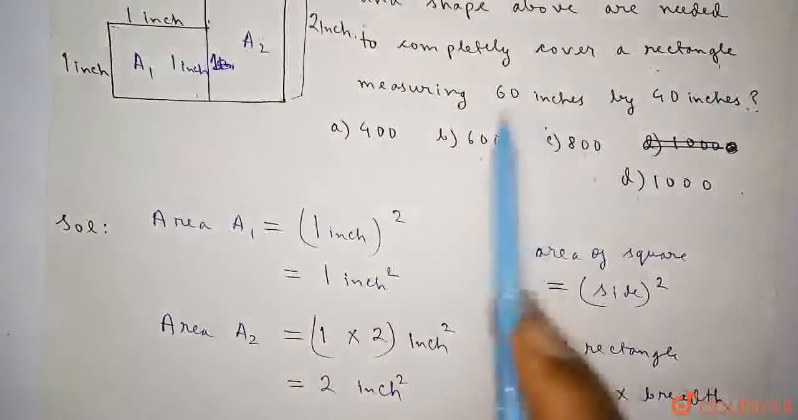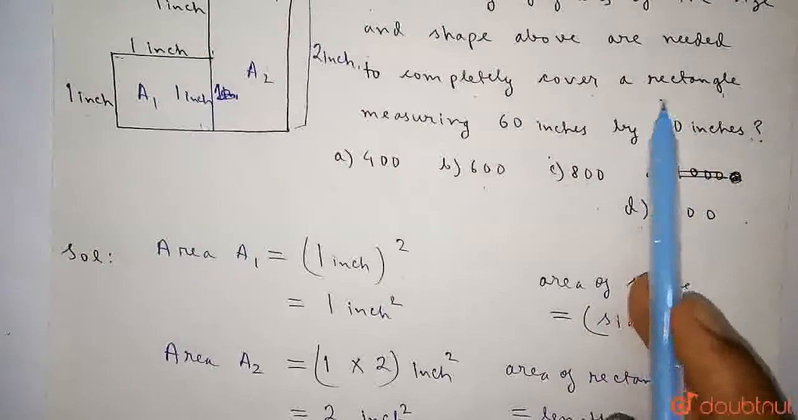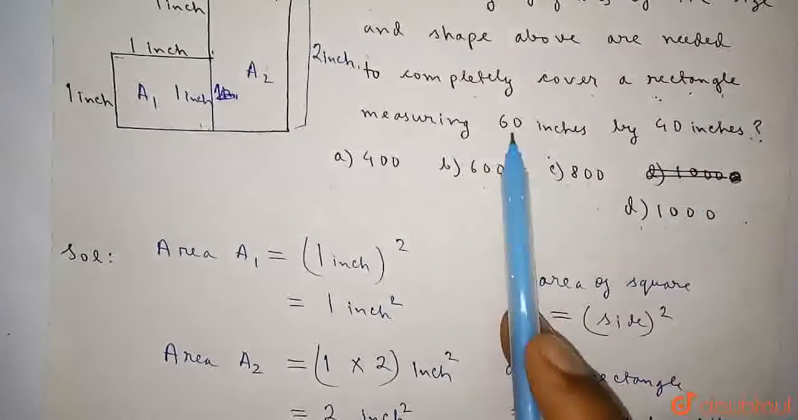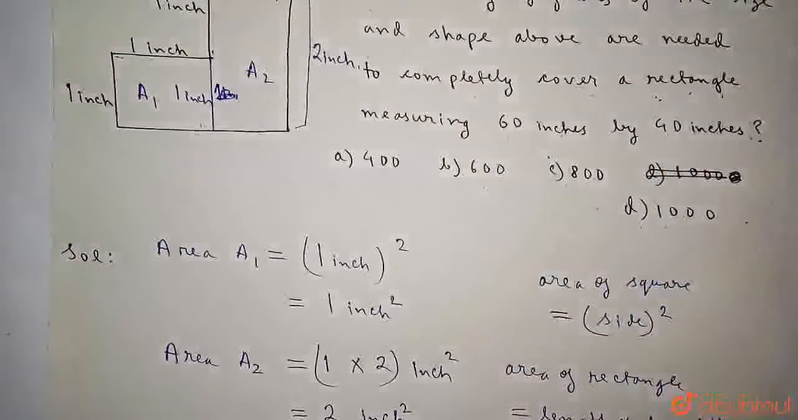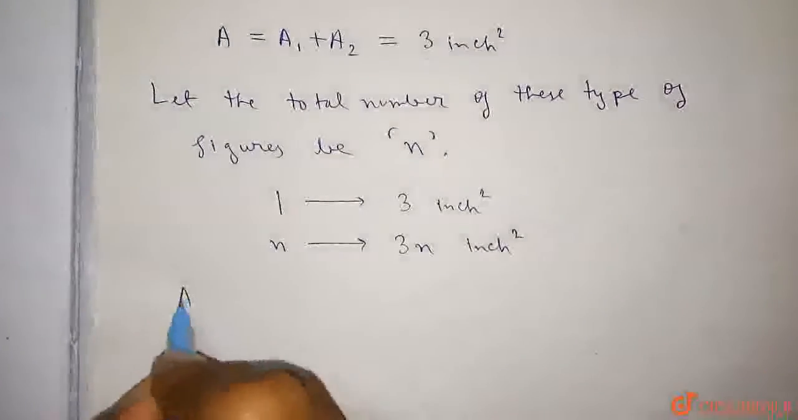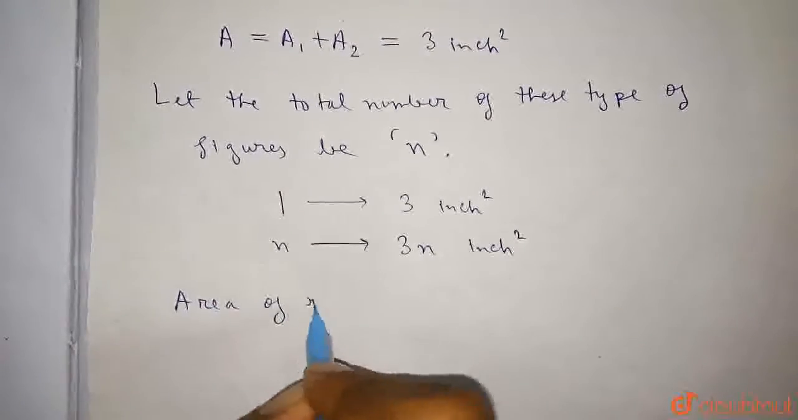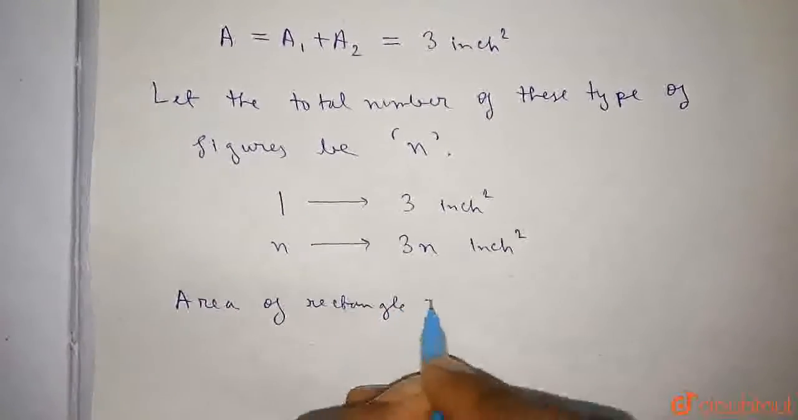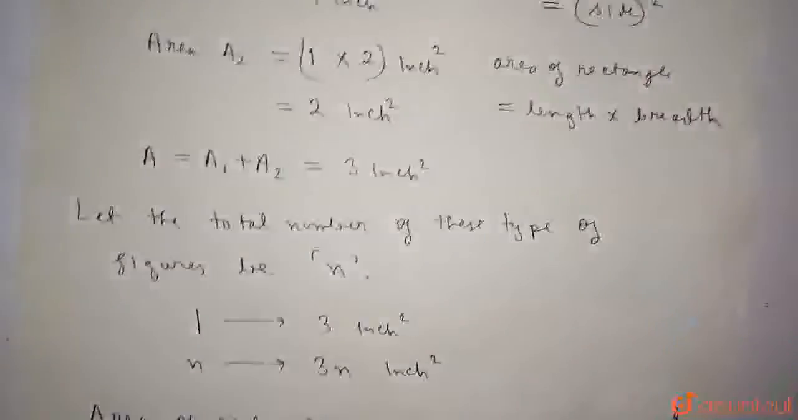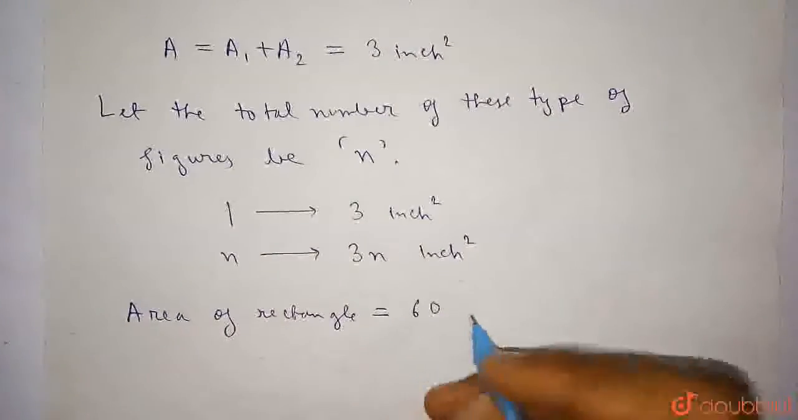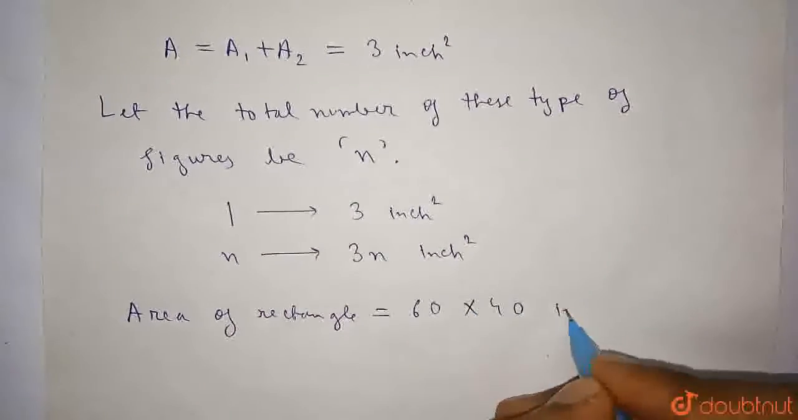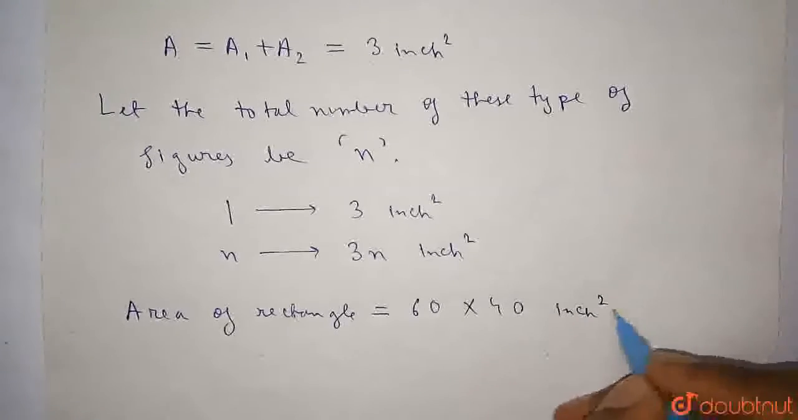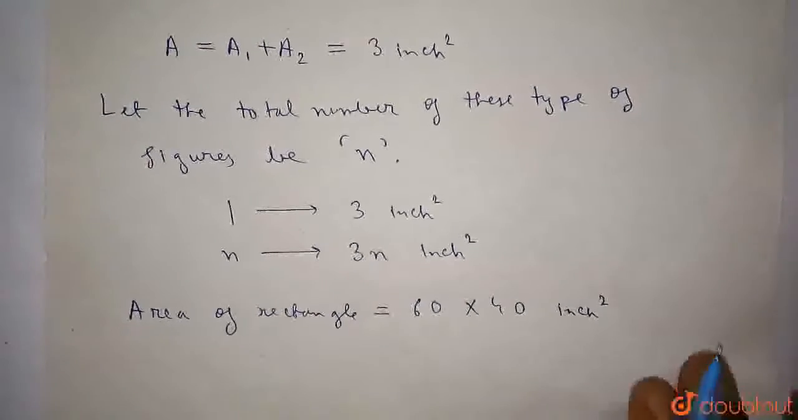And the total area is given. The total area of the rectangle, the two sides of the rectangle are given, so the area of the rectangle which needs to be covered is area of rectangle. We know the area of rectangle is length into breadth, so here the sides are given 60 into 40 inches square. So this is the area of the rectangle.